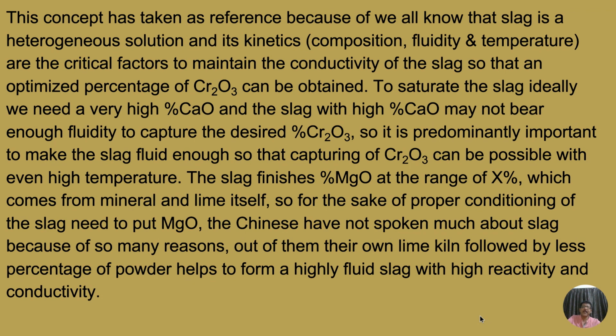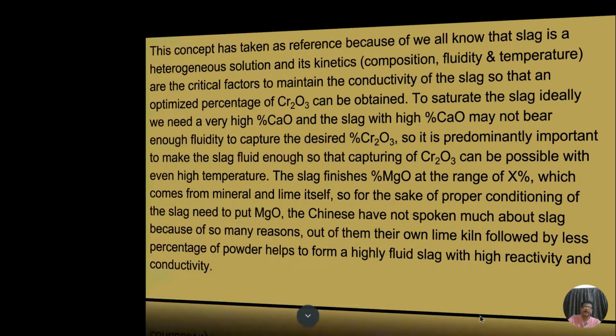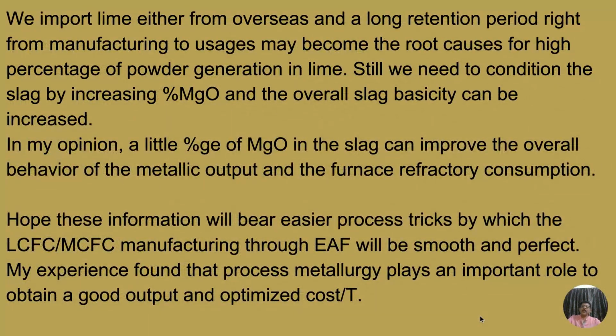The Chinese have not spoken much about slag because of so many reasons. Out of them, their own lime kiln, followed by less percentage of powder, helps to form a highly fluid slag with high reactivity and conductivity. We import lime from overseas, and a long retention period right from manufacturing to usage may become the root cause for high percentage of powder generation in lime. Still, we need to condition the slag by increasing the percentage of MgO, and the overall slag basicity can be increased.